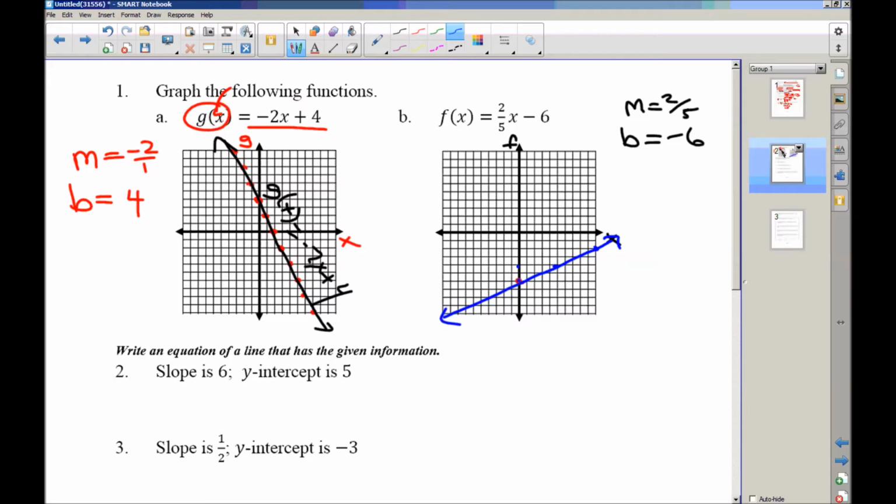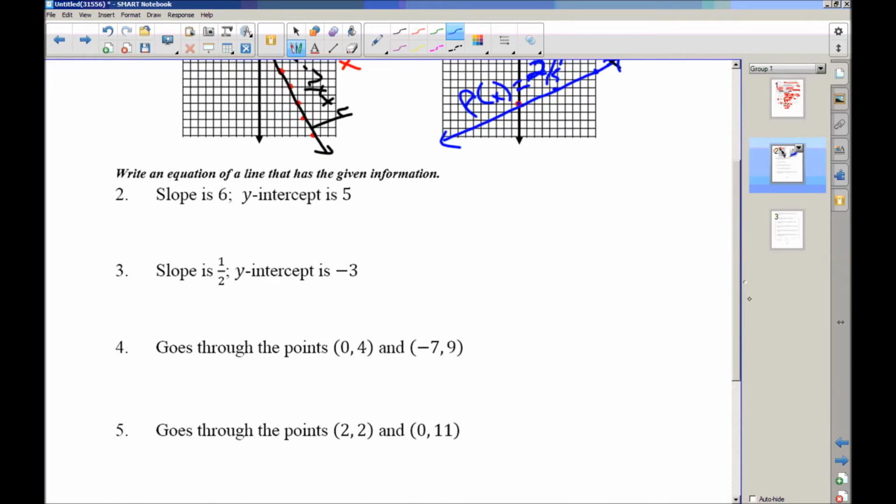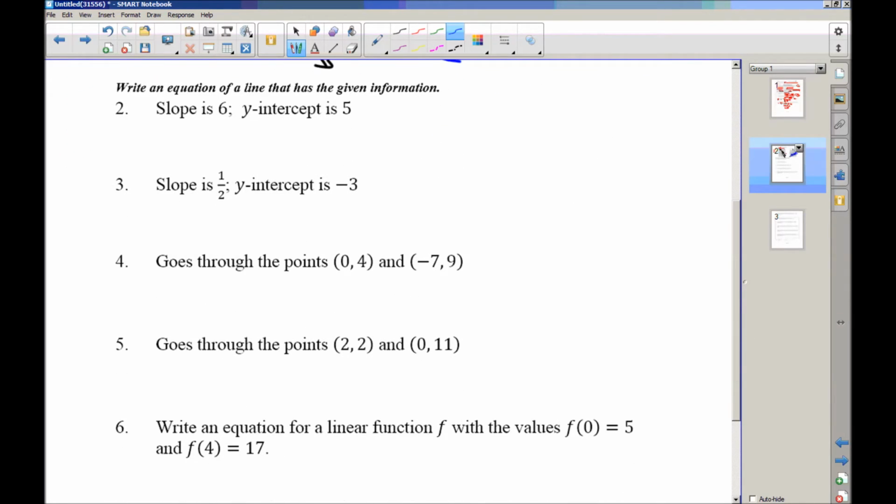And then we write f of x equals 2/5 x minus 6 on here. All right. And we have our nice graph. All right. Number 2 down here, write an equation of a line that has the given information.